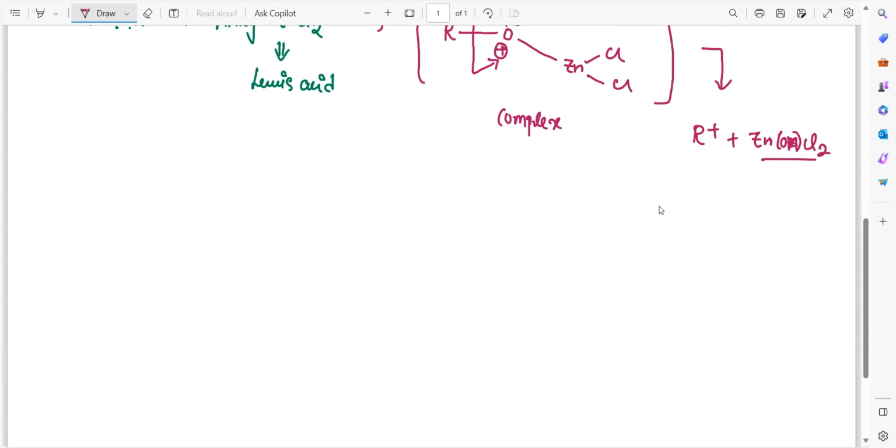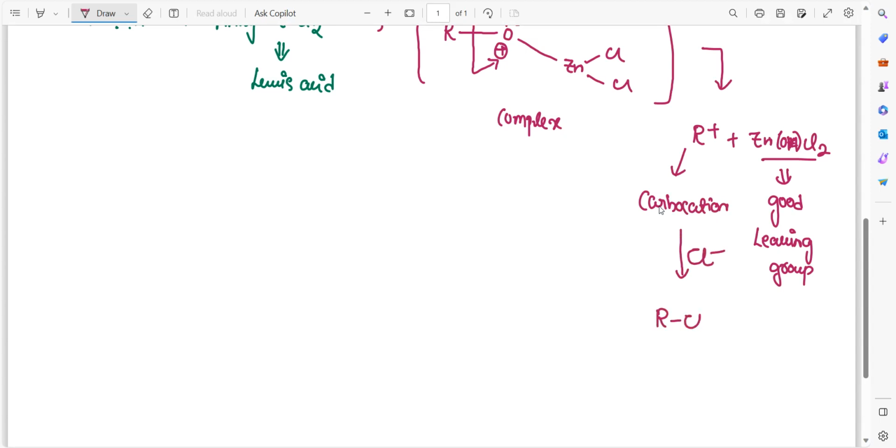Here we observe that this is the good leaving group. So we produce the carbocation. This carbocation is reacted with the HCl, that means H plus and Cl minus. R plus and Cl minus form the R bond Cl.